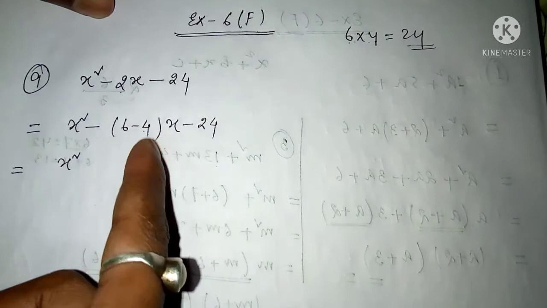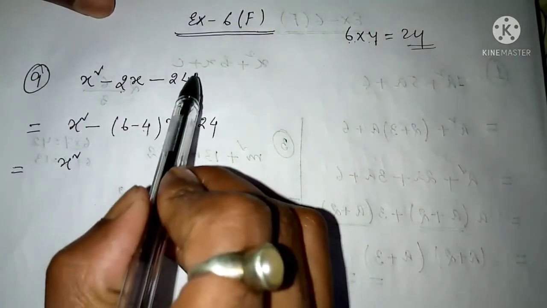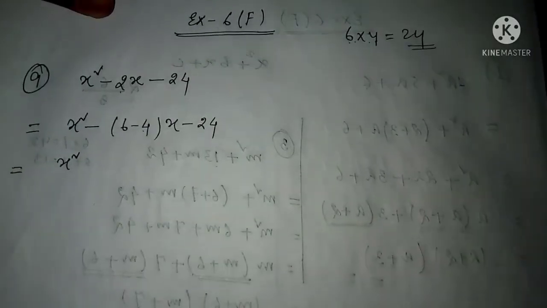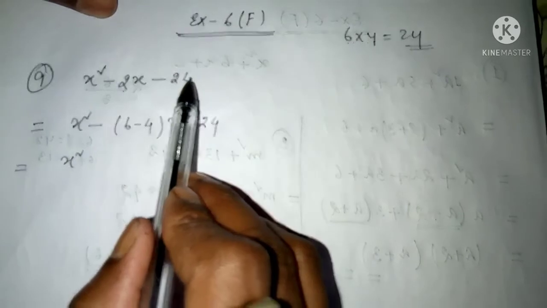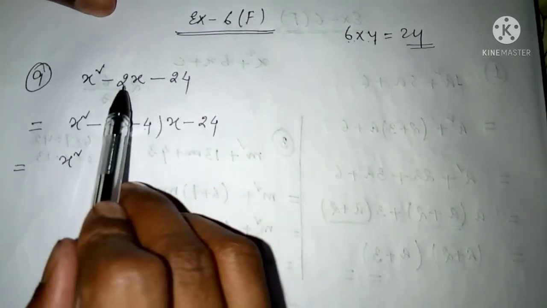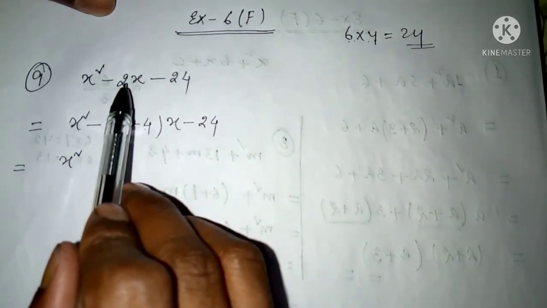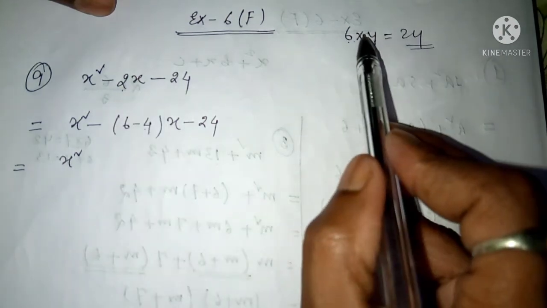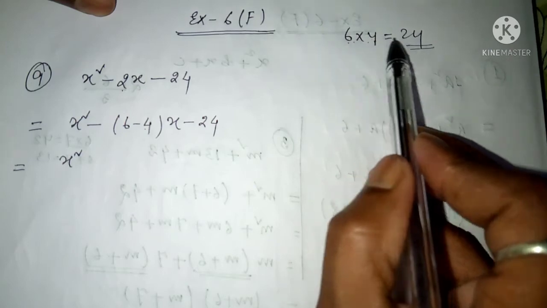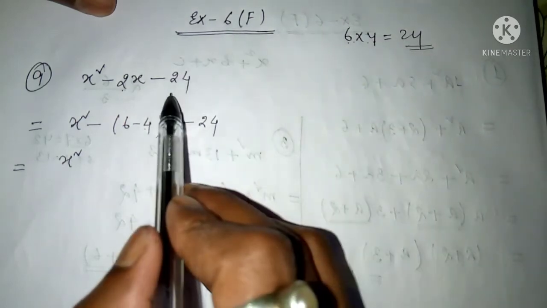See, I'm repeating this one again. First of all, our duty is to see what the third term is. Now you can see here the third term is 24. Now I need to factorize this 24 in such a way that the sum or the difference is 2. Then from here I could see 6 into 4 gives me 24. This is the third term.